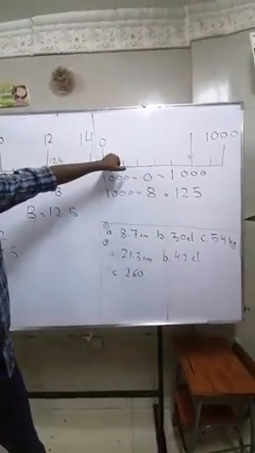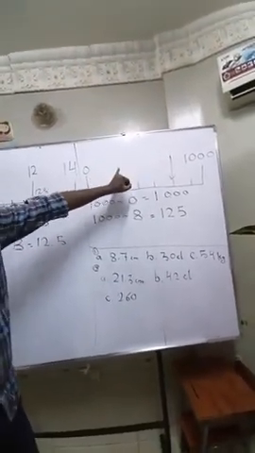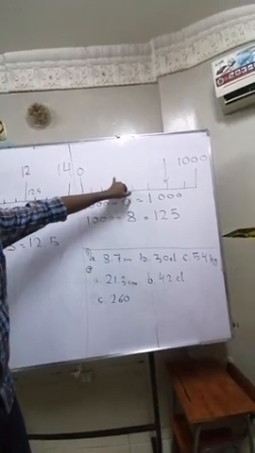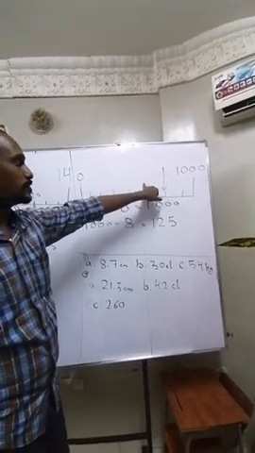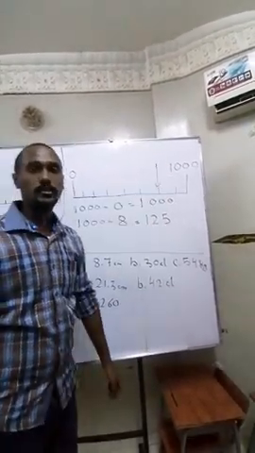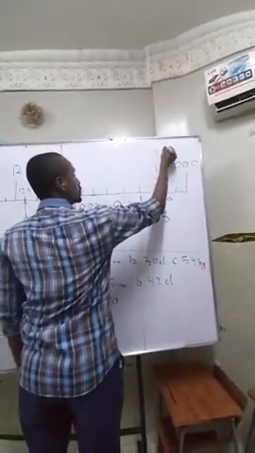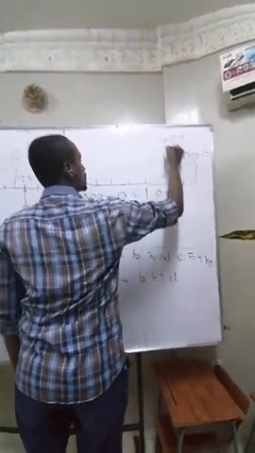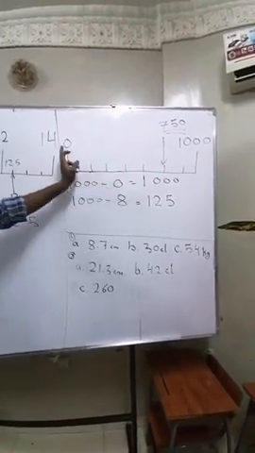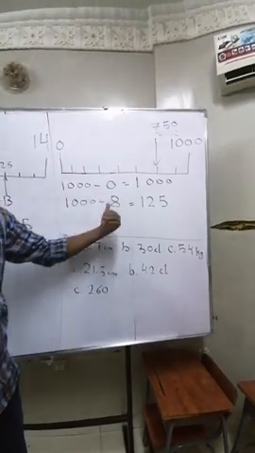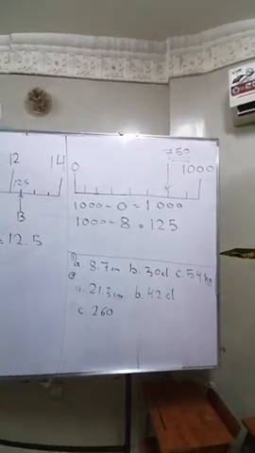0, then the next number 125. Then 125 plus 125 equals 250. After that, add 125, it will be 375, then 500, then 625, then 750. That means the answer here will be 750. So remember, always find the difference between the two numbers, then divide it by the number of the spaces between them. 125.